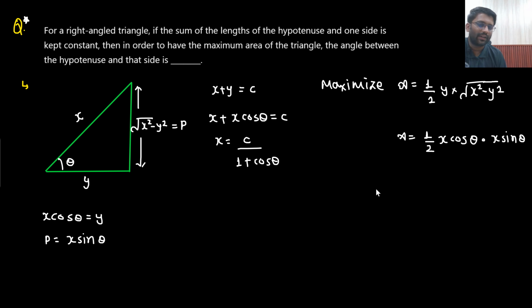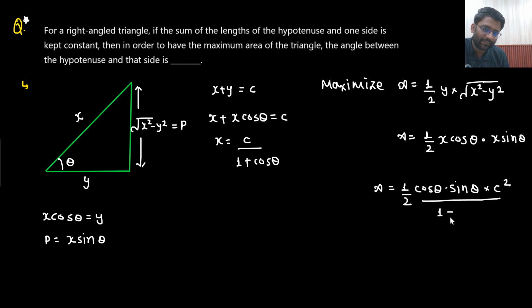So sir, now the whole area, that is 1 by 2 cos theta sin theta x square. What is x square? X square is nothing but c square upon 1 plus cos theta whole square. Now the question is that you find out the value of theta such that this is maximum. That means what you need to do? dA by d theta equals 0.